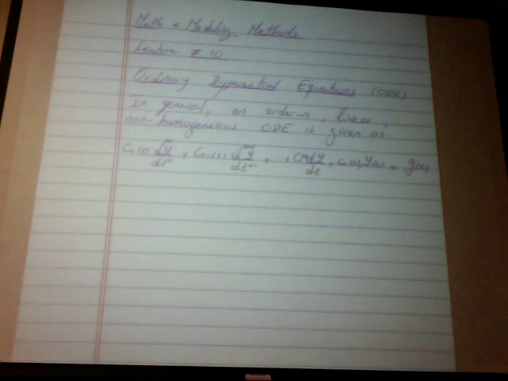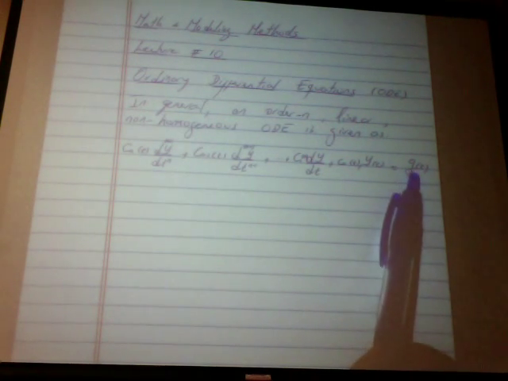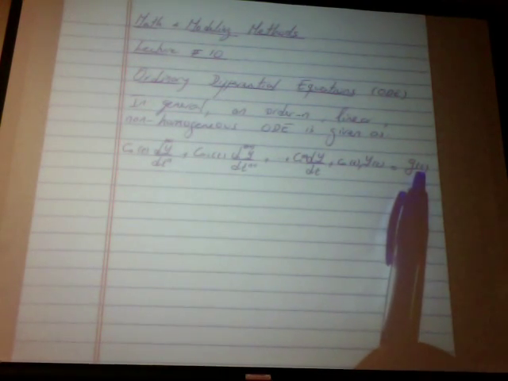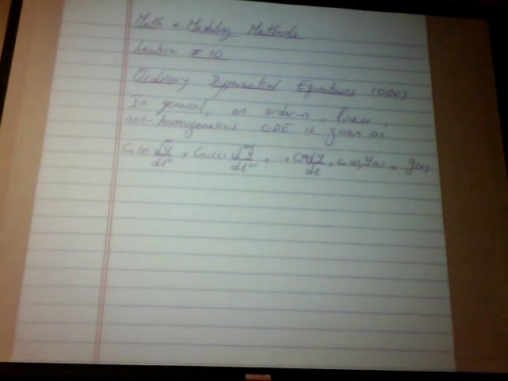Okay? What makes it non-homogeneous is the right-hand side function. Here, if this right-hand side function is 0, we call this equation homogeneous. If the right-hand side function is something different than 0, even just a constant, then we call this equation non-homogeneous.